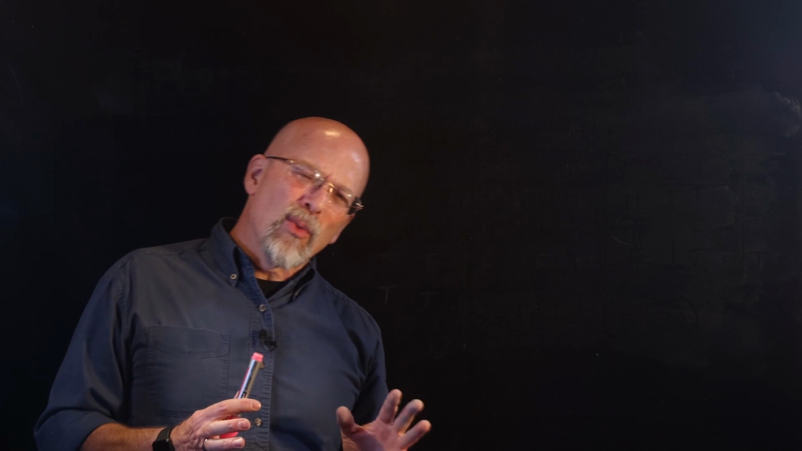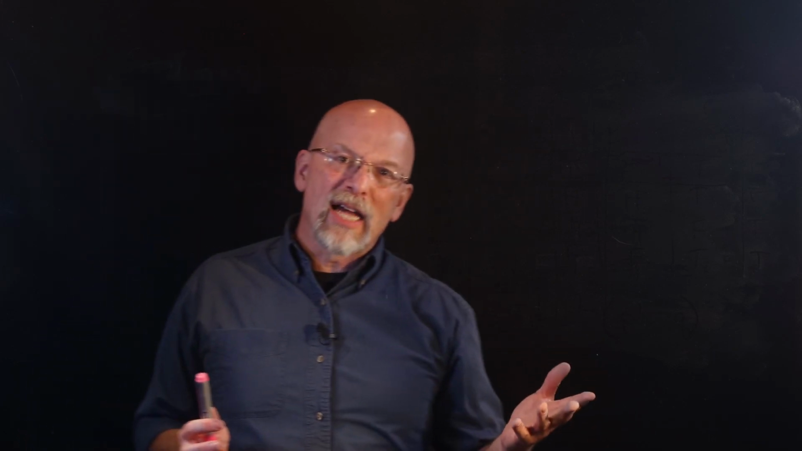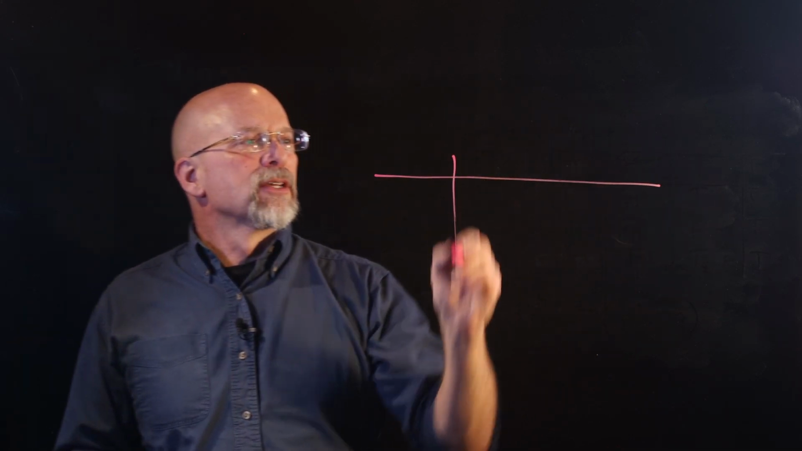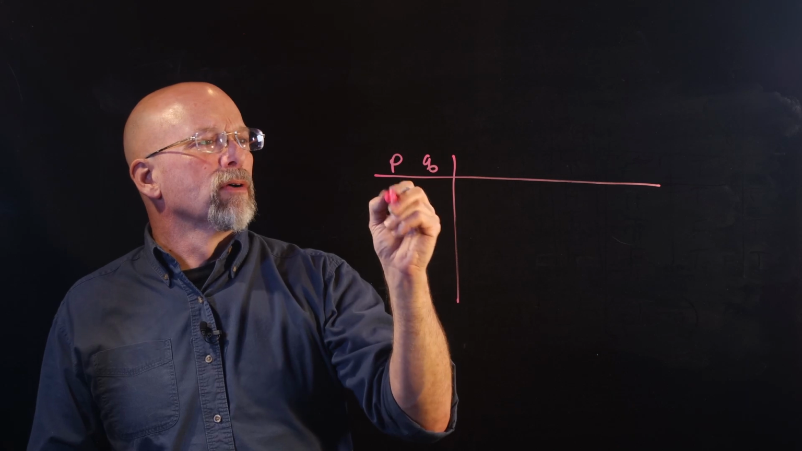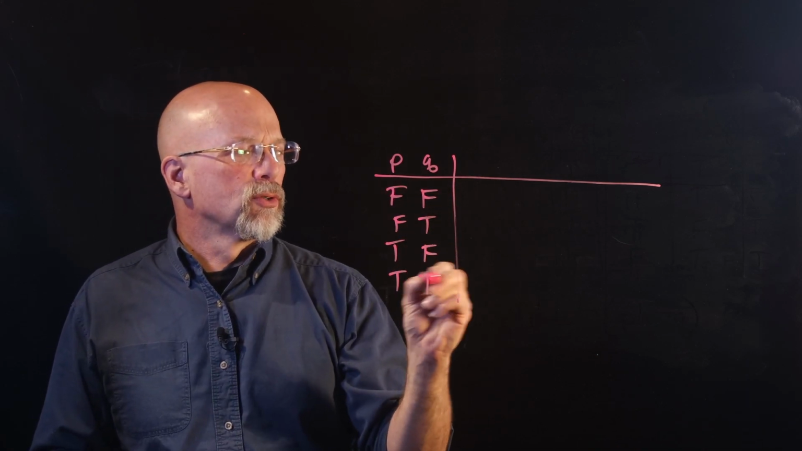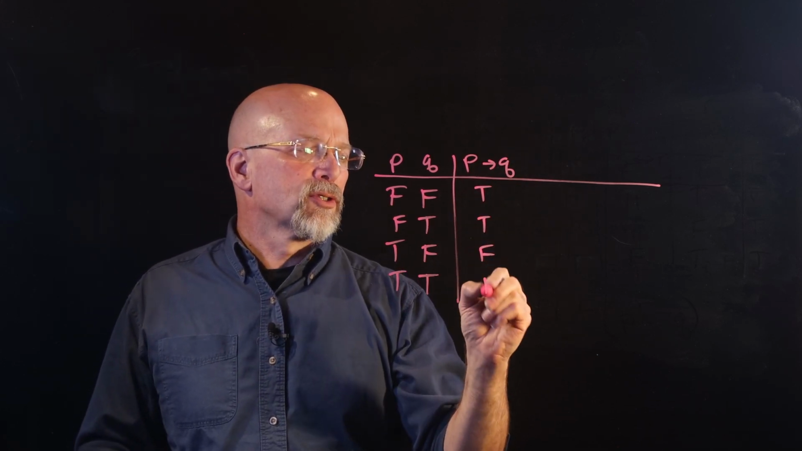Okay, are you tired of the implication yet? Well, let's go back to dessert. If you clean your plate, then you get dessert. P, clean the plate, then Q, get the dessert, right? Well, is there another way of saying this? For example, can you say that if you got dessert, you cleaned your plate? Let's look at that truth table again. So we've got P, Q: false, false, false, true, true, false, true, true. P implies Q, that's true, true, false, true.